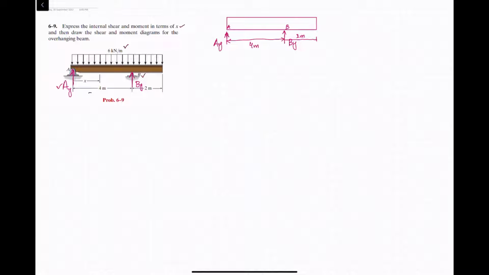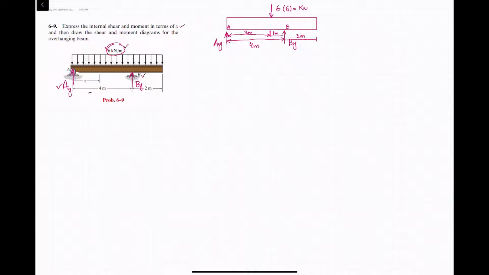Now above the beam there is a 6 kilonewton per meter distributed load, so you have to convert this distributed load into a concentrated load. We will multiply 6 kilonewton per meter into the total length of the beam, which is 6. So this will be 36 kilonewton, and this force will act at the middle of the beam. Since the total length is 6 meter, the middle is at 3 meter, and since this is 4, the remaining is 1 meter.